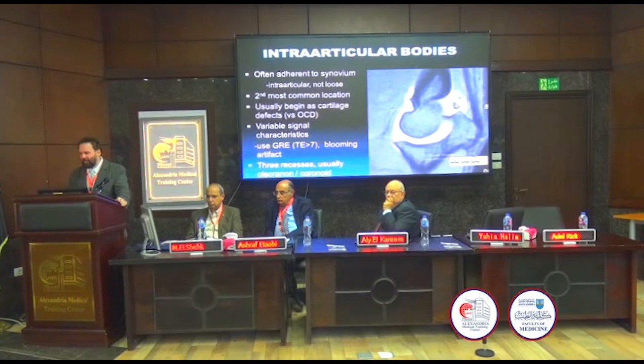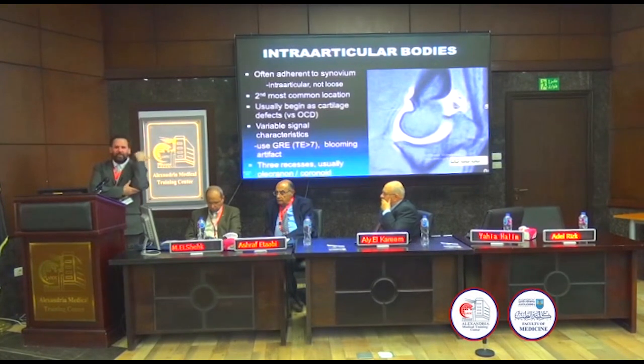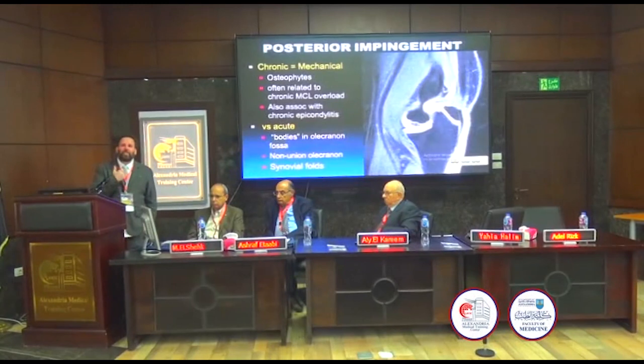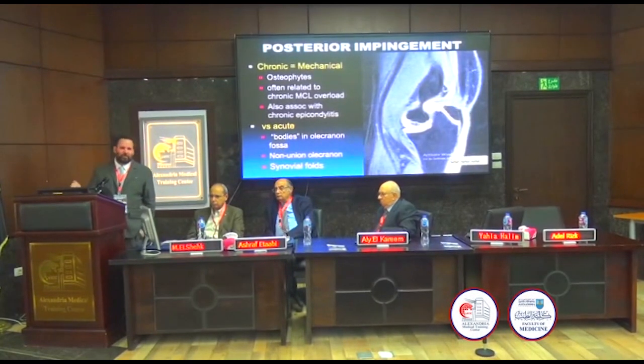So here's an MR arthrogram and an intra-articular body by the tip of the olecranon. And again, this is going to give you this hyperextension impingement. We'll speak about that momentarily. Another elbow, T1, T2, intra-articular body. Here we see it in the posterior humeral recess. So this brings us now to posterior impingement.